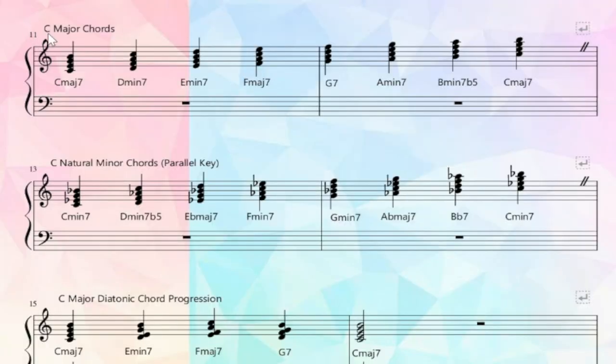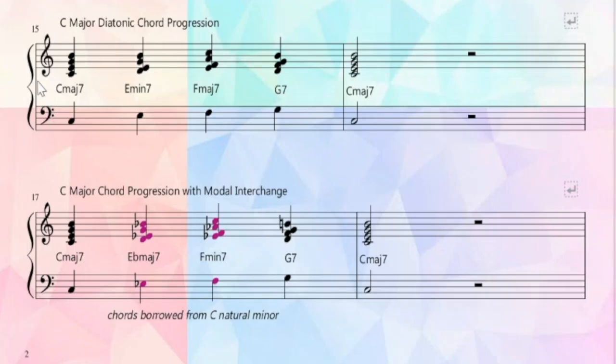Let's try a different key now. Let's do C major. So here are the C major chords. And we have to choose a parallel key for modal interchange. So this time let's do C natural minor. So here are the chords for C natural minor. Now let's start off with a C major diatonic chord progression. So here I have C major 7, E minor 7, F major 7, G dominant 7, and back to C major 7.